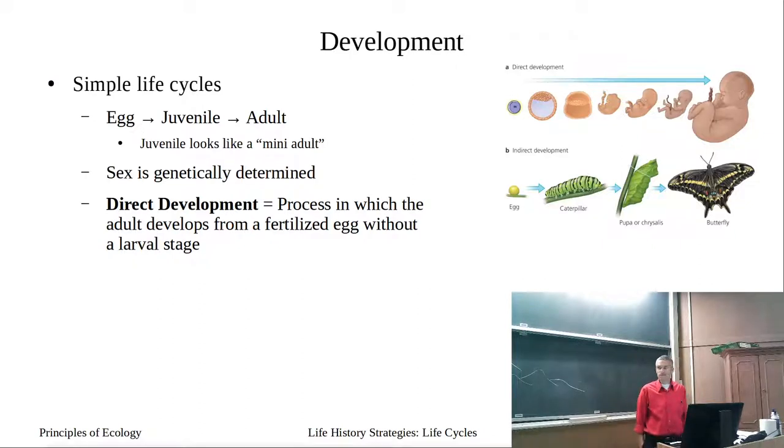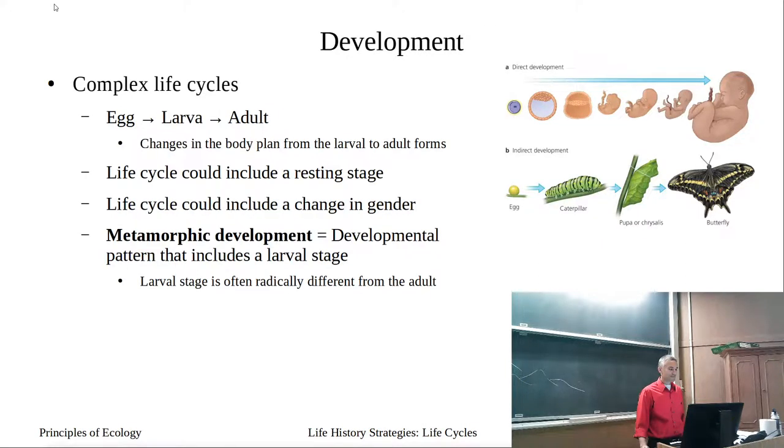Little kids that are running around, they generally look like adults. They might not act like them, but who says that all adults act like adults either, right? That's direct development, the best way that we can have. Complex life cycles have this larval stage inside of it.